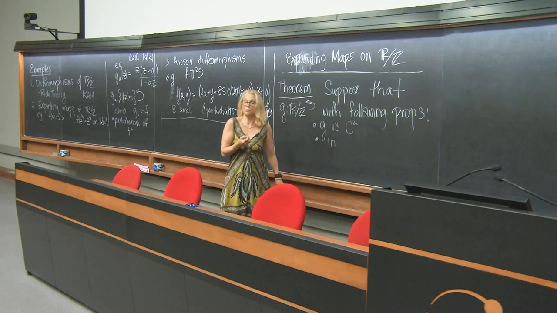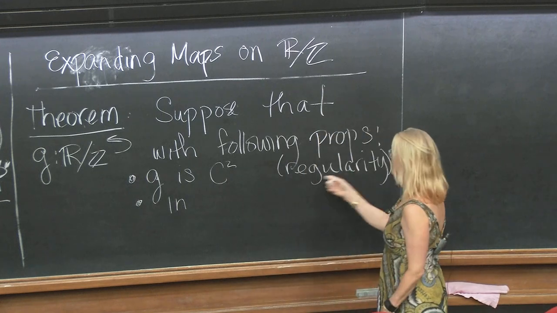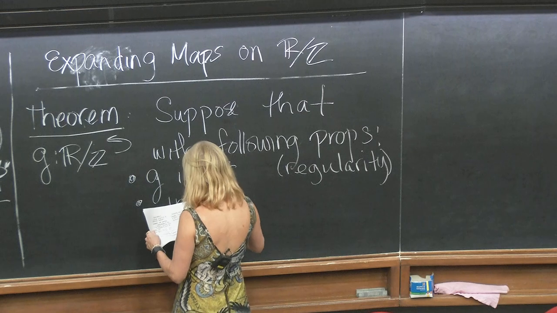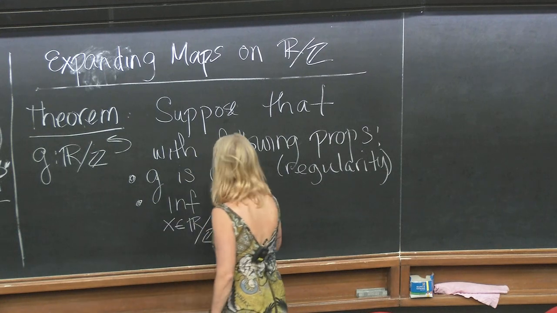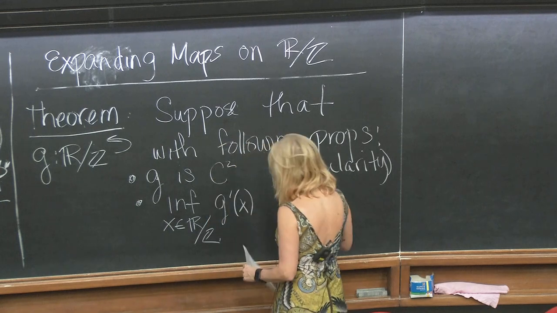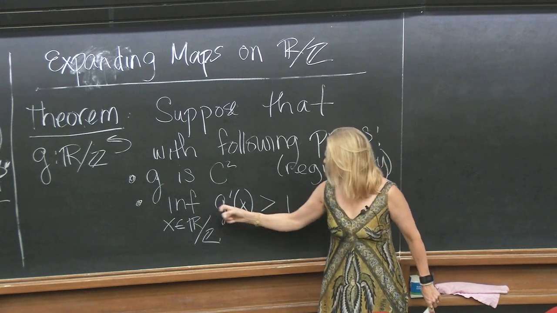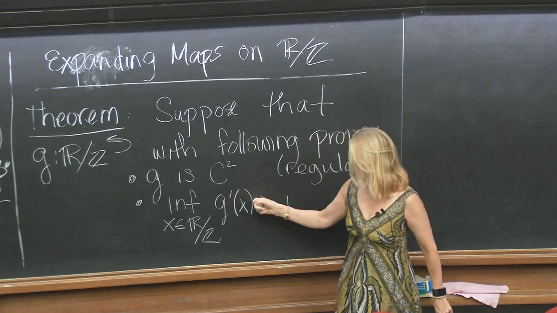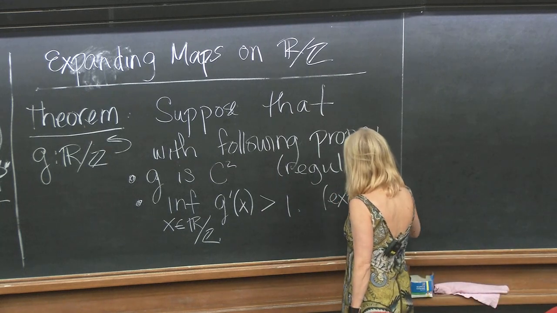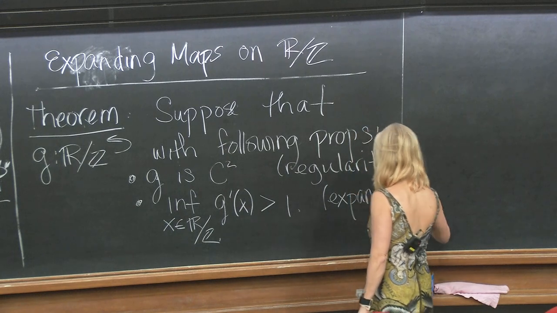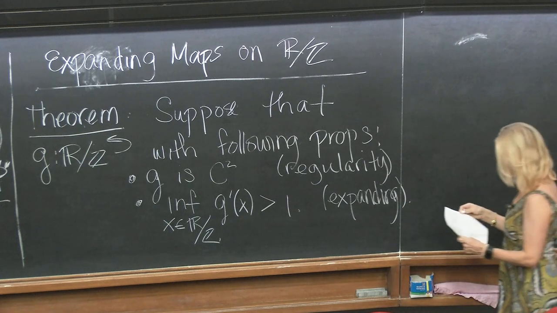Next, I want what's called the expanding property. So this is a regularity property. We call this regularity. The more times you can differentiate, the more regular a map is. The next is that the infimum over all x in the circle of g prime of x is greater than 1. Now, since this circle is compact, this infimum is realized. So, in fact, this infimum is greater than or equal to some number bigger than 1. And this is the expanding property. Those are the two properties. That's all I need, regularity and expanding.